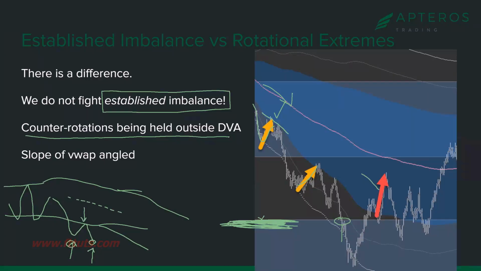We now have not continued to hold outside of developing value, and the market starts to show us something: buyers and sellers are at least battling it out a bit more here, and we're going more rotational. So we're seeing these rotations inside of our developing value area. So this becomes a lower extreme to fade, because now we're rotational, so we can fade lower extremes.